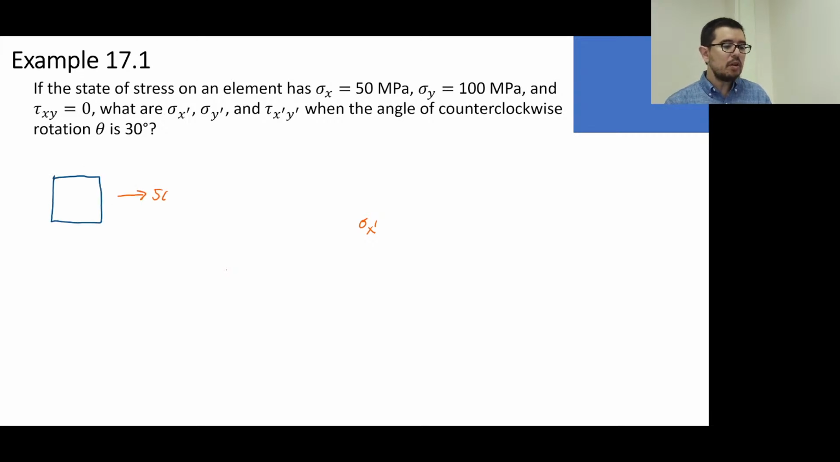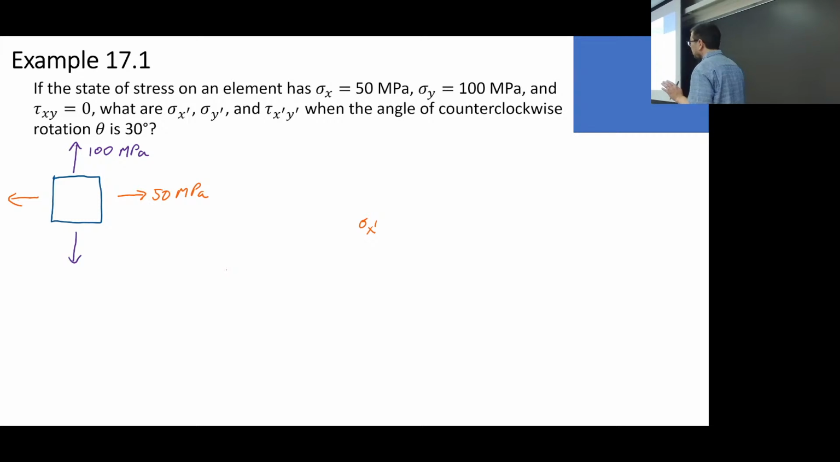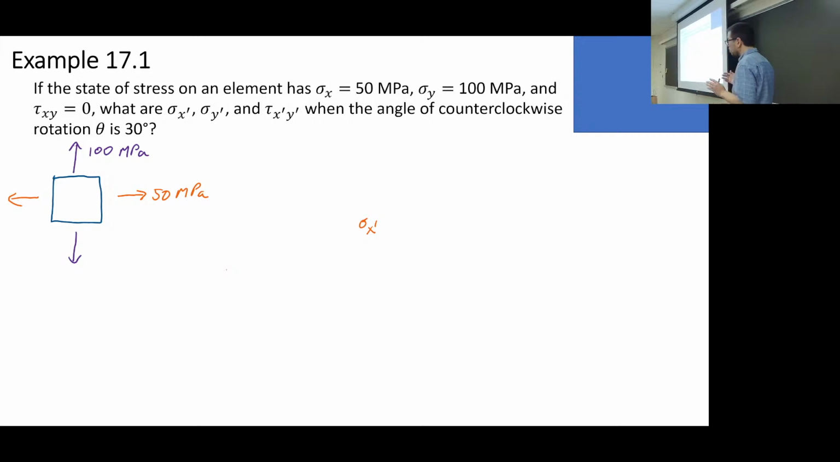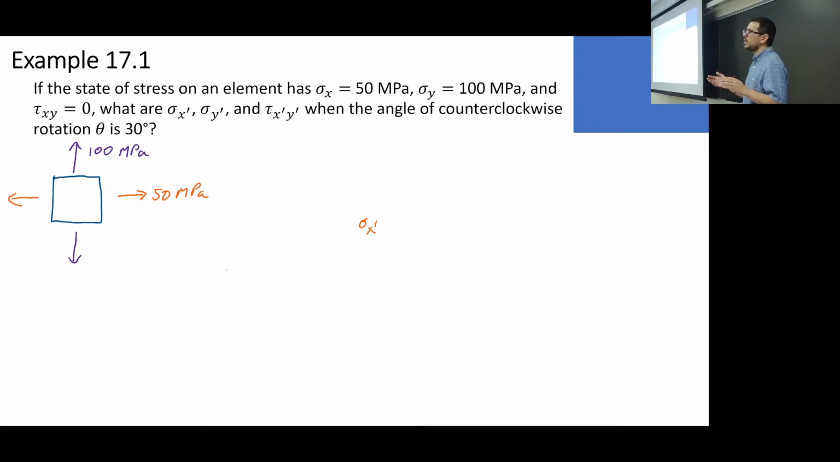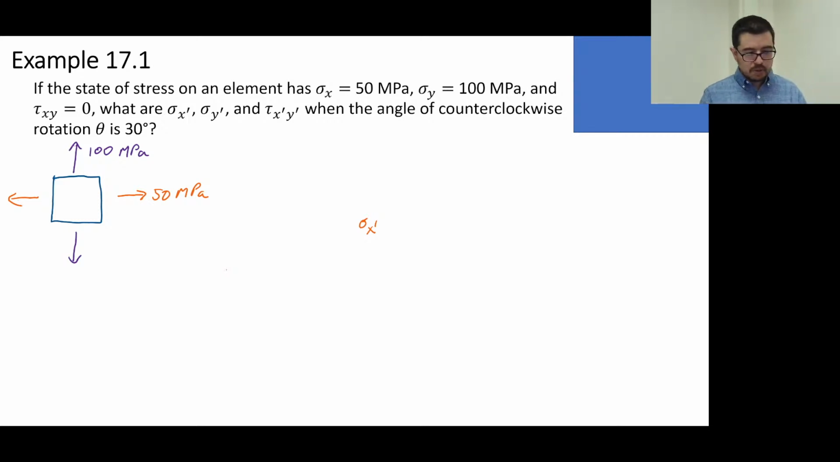So there are a couple things. One, since it's asking for both sigma x prime and sigma y prime, we're going to have to do two cuts, all right? If it had just asked for sigma x prime and tau x prime y prime, then we only have to do a cut perpendicular to the x prime, or a face perpendicular to the x prime coordinate axis, okay? But since I'm asking for both, it's an opportunity for us to see how to do this equilibrium on both faces.